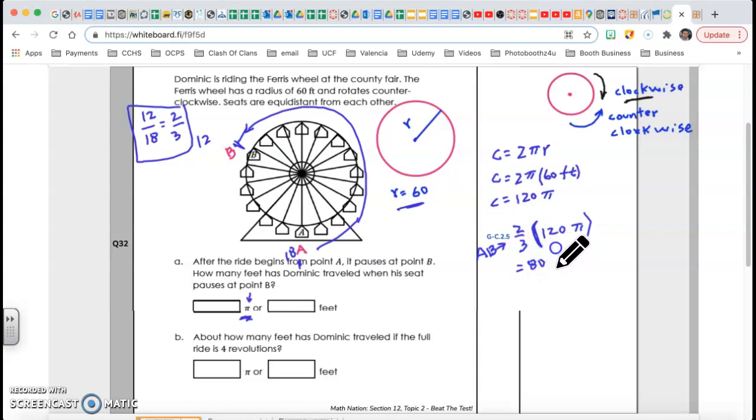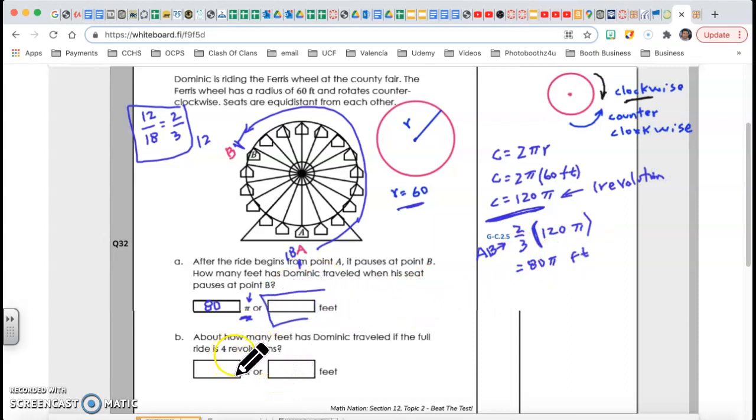So he went around 80 pi feet. Therefore, my answer here is 80. 2/3 of the whole thing is 120. This is 1 revolution, and 1 revolution is going around once. I can multiply 80 times pi, and I can put my answer here.